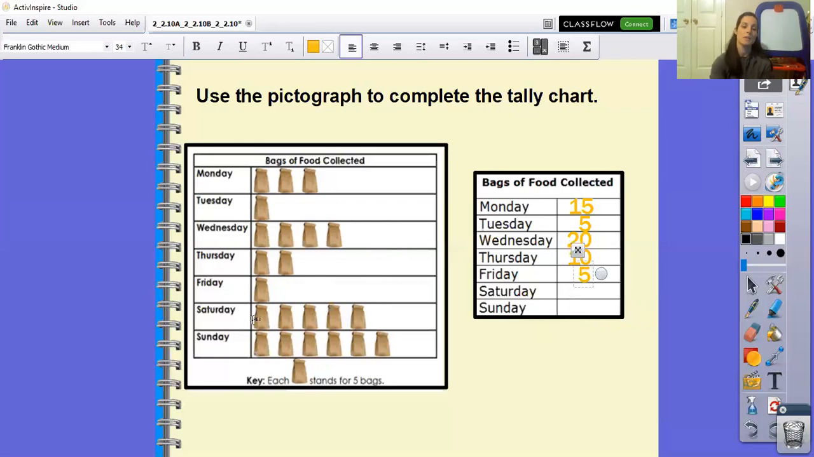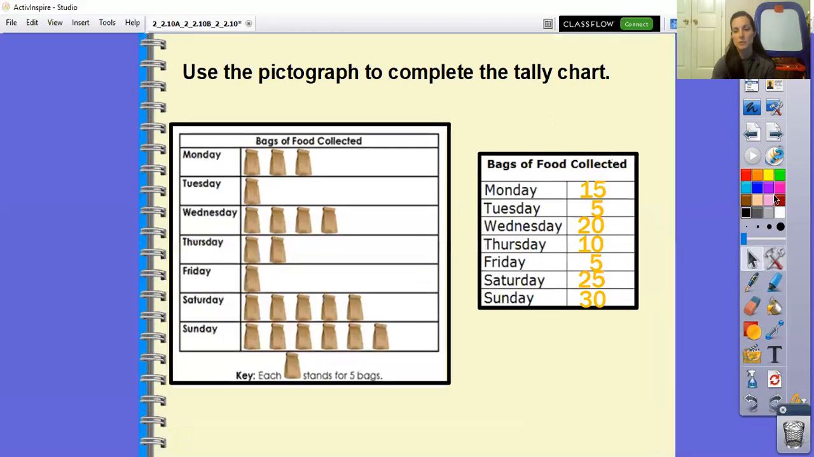Looking at Saturday, we have several bags, so let's count by 5s. 5, 10, 15, 20, 25. And then finally, Sunday, we have several bags on here too. So we can do 5, 10, 15, 20, 25, 30. And so we did just that. We used our pictograph. We completed our tally chart. So we interpreted that data.